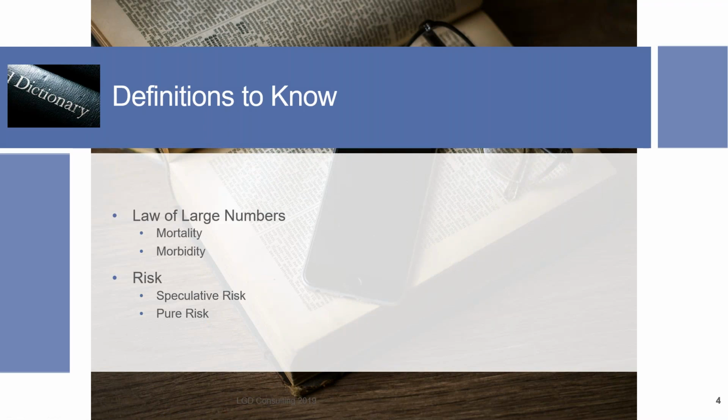Law of large numbers. All right. So the larger the number of similar risks that are combined into a group, the more predictable will the insurance company's future expected losses be. So by measuring the past, you can predict the future. Now, I've got some other items here.